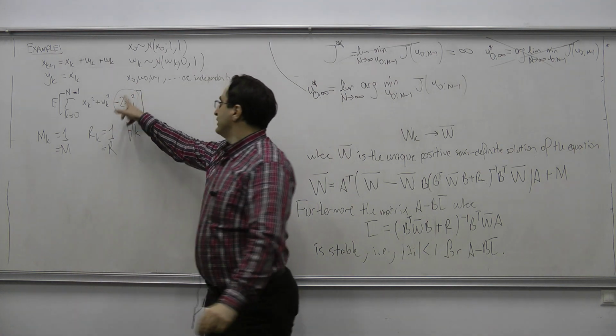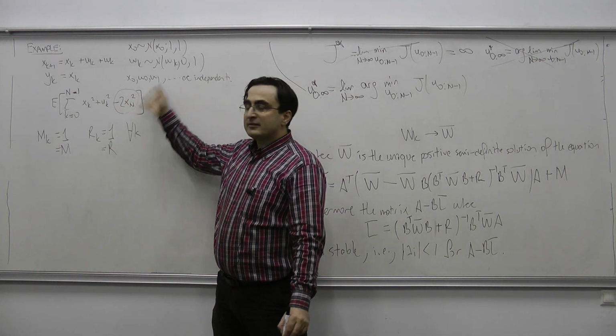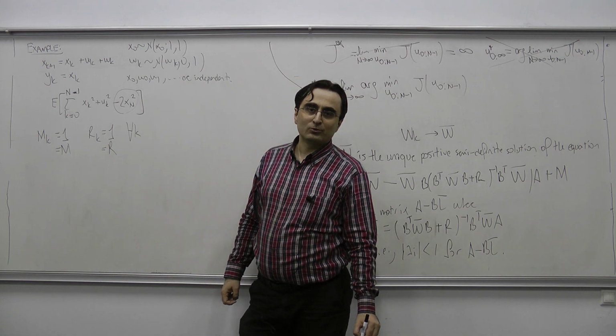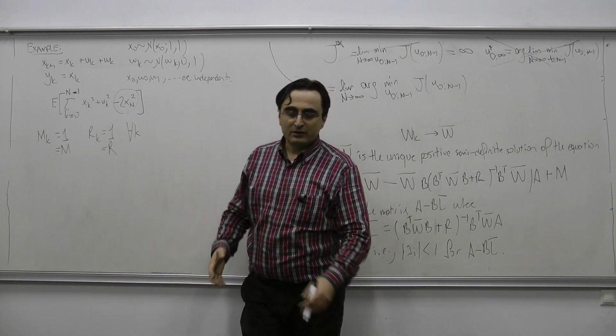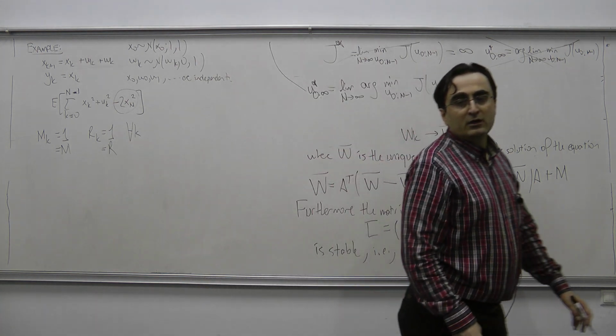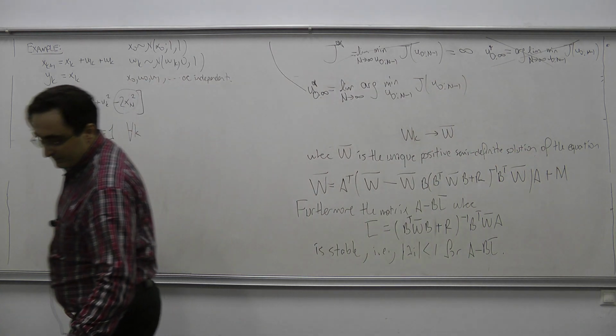And here this part really is not important. I can put here 3xn squared, 3xn minus 4 squared, etc. It really doesn't matter because I'm letting n go to infinity. It's going to get further away from the current time, infinitely further away.